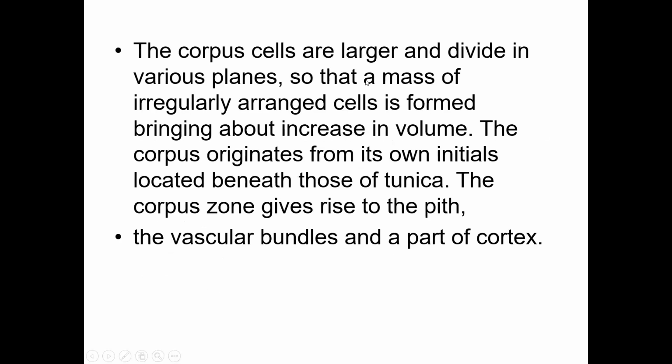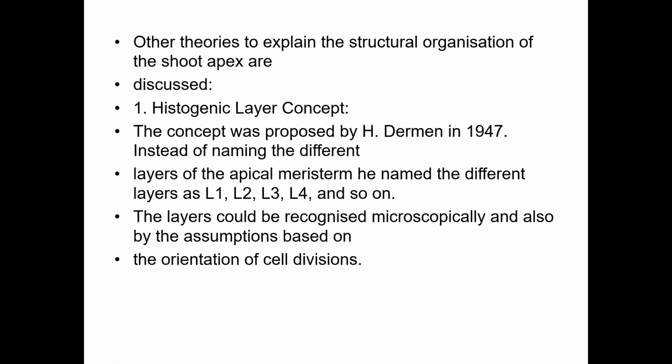The corpus cells are larger and divide in various planes, so that a mass of irregularly arranged cells is formed, bringing about an increase in volume. The corpus originates from its own initials located beneath those of the tunica. The corpus zone gives rise to pith, vascular bundles and a part of the cortex, that is the inner cortex. From the tunica, the epidermis and outer cortex are developed. From the corpus, the inner cortex, vascular bundles and pith are developed.